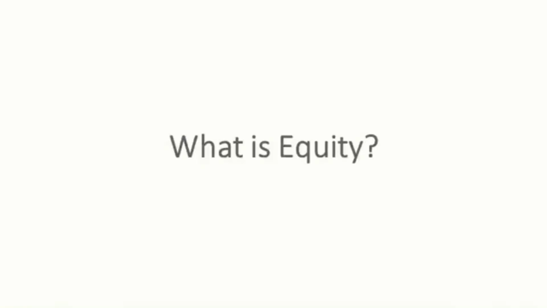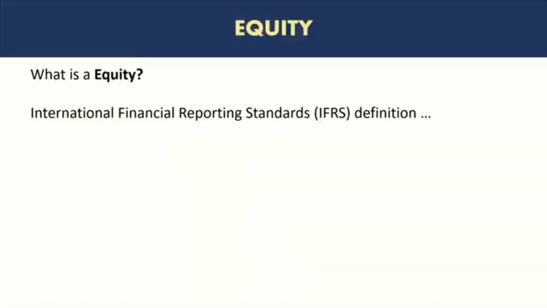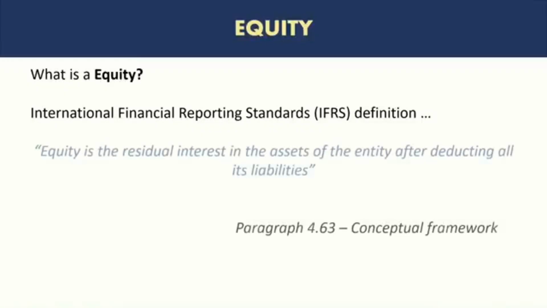Okay, so by now we have looked at assets and liabilities, two elements of the balance sheet, and now we are looking at the final element, which is equity. So what is equity? Let's look at the IFRS definition first. Equity is the residual interest in the assets of the entity after deducting all its liabilities.